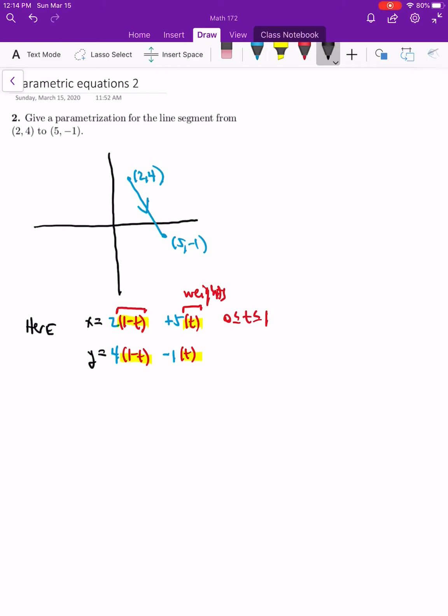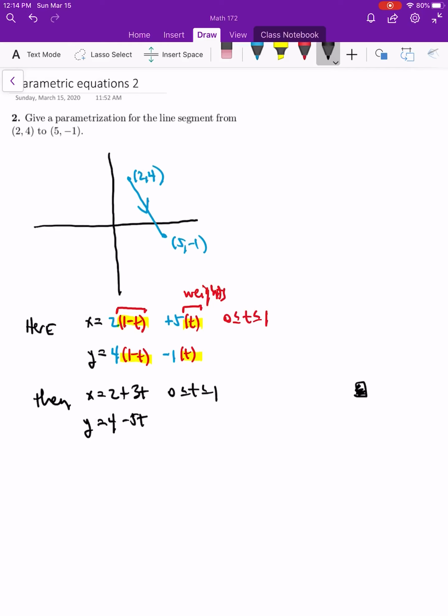Of course, I can simplify by multiplying out and collecting the coefficients of t. I'll see that x is equal to 2 plus 3t, y equals 4 minus 5t. Of course, my parameter interval is from 0 to 1.